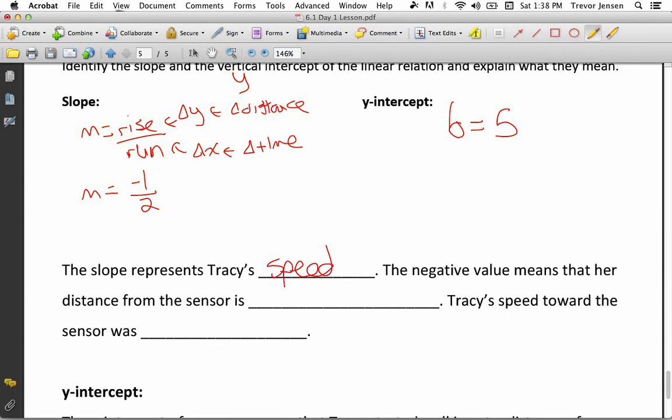The negative value means that her distance from the sensor is actually decreasing. She's moving back towards the sensor. Okay, so the negative slope means she's moving towards the sensor. And her speed toward the sensor, if the slope is -1 over 2, if we're going to write that as a speed, I want to change that to a decimal. It's actually -0.5. And what units are we working in?